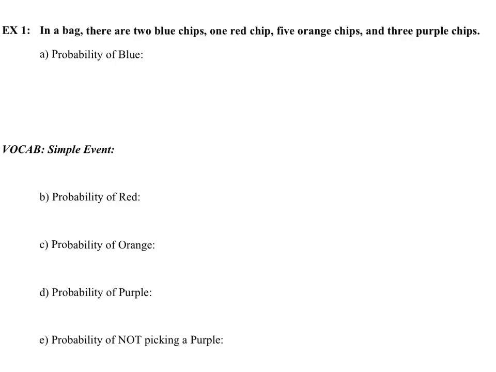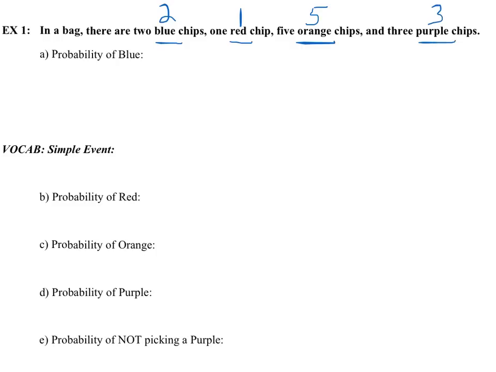Okay, let's start with example 1. Example 1 says, in the bag there are 2 blue chips. So here's what I normally do when I read these types of questions. Here's how I use cups. I just underline basically the categories that there are and write above each one how many there are. So 2 blue chips, 1 red chip, 5 orange chips, and there are 3 purple chips.